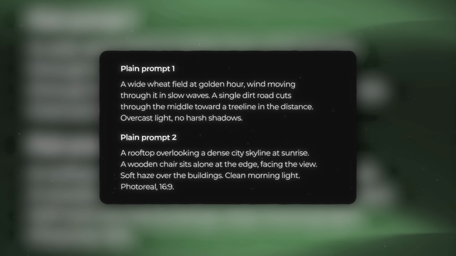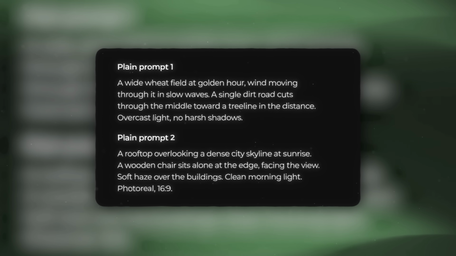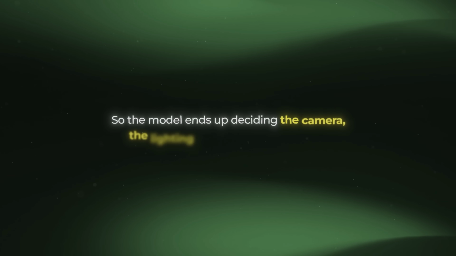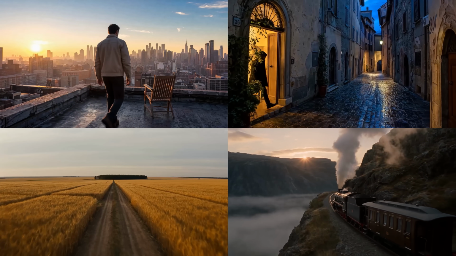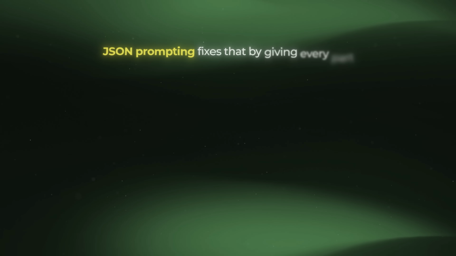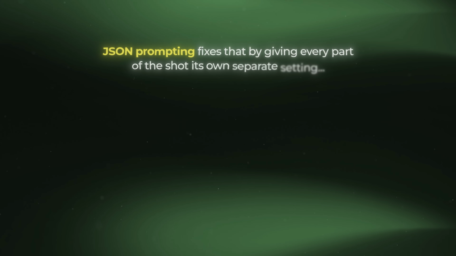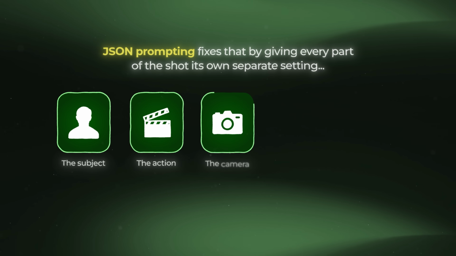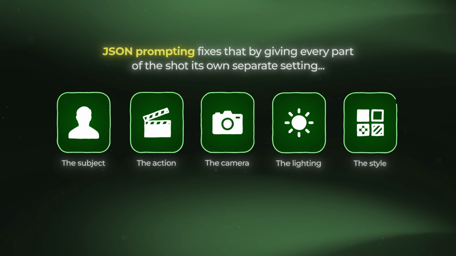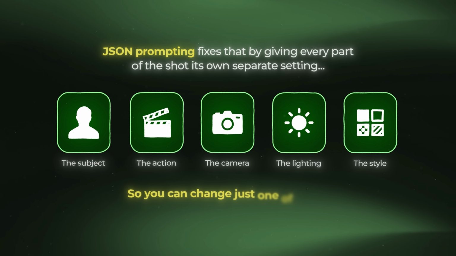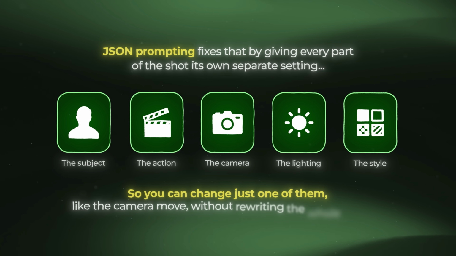A plain prompt only describes what's in the scene. It says nothing about how it should actually be shot. So the model ends up deciding the camera, the lighting, and the pacing for you, exactly like you saw in the first videos. JSON prompting fixes that by giving every part of the shot its own separate setting. The subject, the action, the camera, the lighting, and the style all laid out so you can change just one of them, like the camera move, without rewriting the whole prompt.